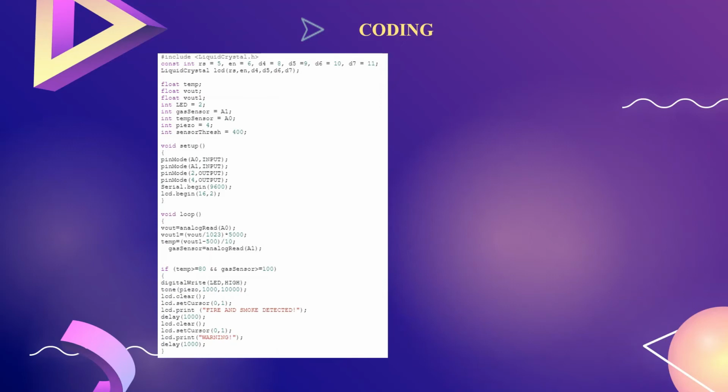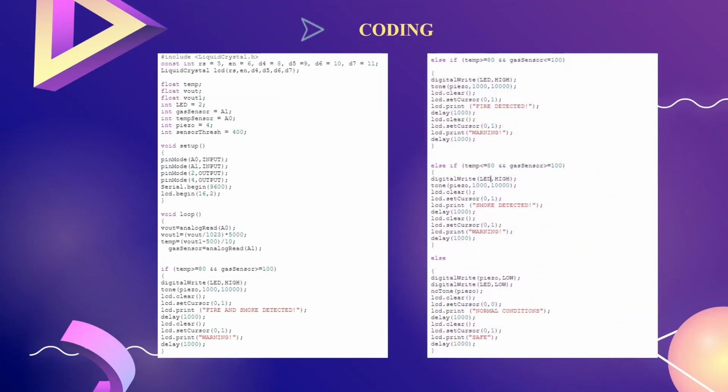The first condition is if the temperature is equal to or more than 80 degrees and the gas sensor is more than 100. The next condition is temperature more than 80 degrees but the gas sensor is less than 100. The next condition is temperature is less than 80 degrees and the gas sensor is more than 100. And the final condition is the temperature is less than 80 degrees and the gas sensor is less than 100.